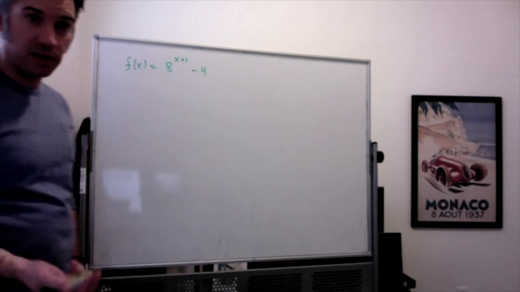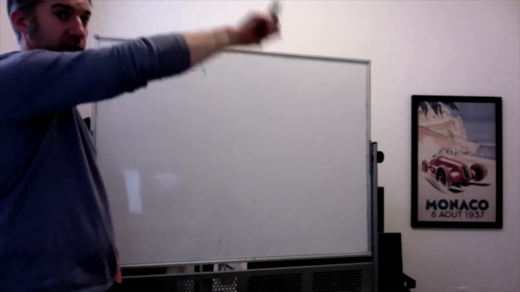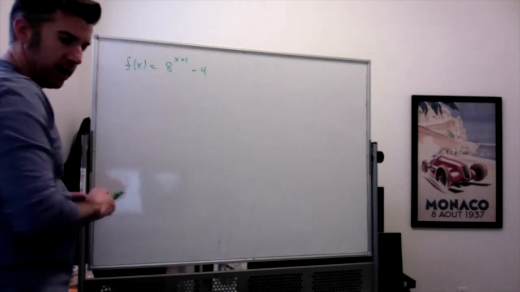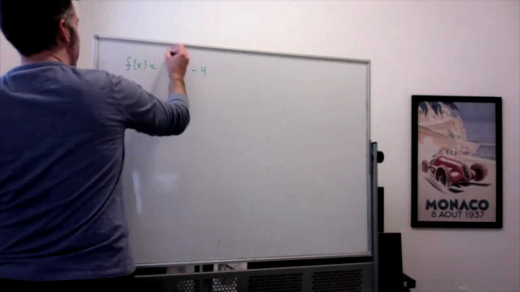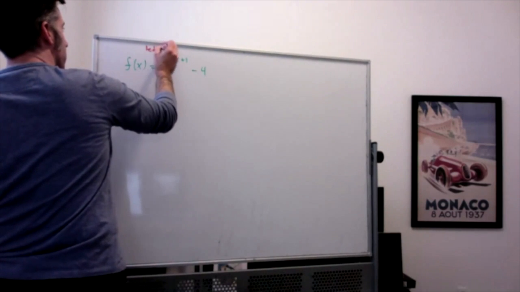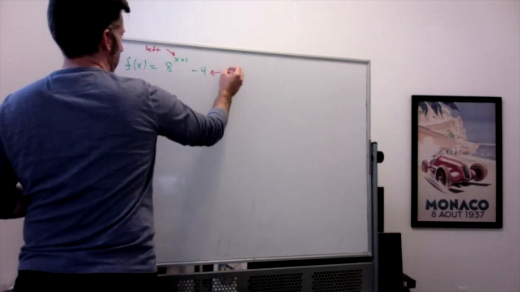So this is an exponential graph, right? It's going up from left to right. And I see that we have a shift to the left by 1 and a shift down 4.